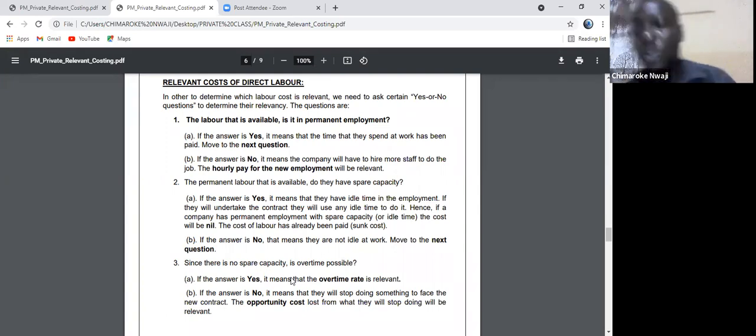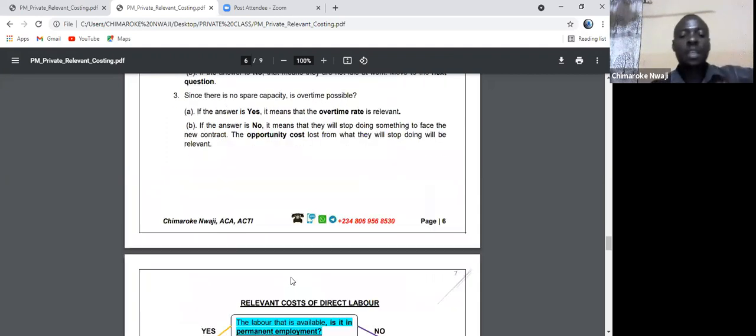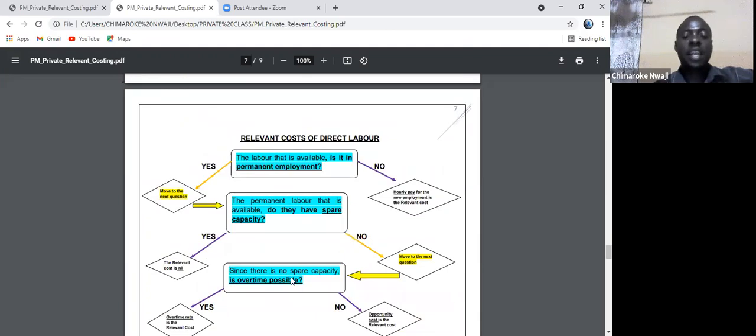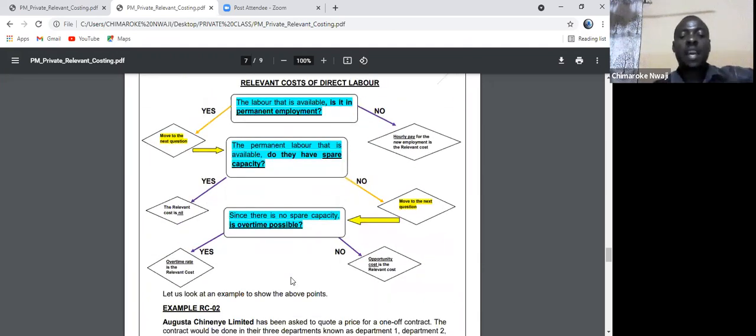Opportunity cost will be incurred. That opportunity cost is relevant. Let's now see the nice diagram here. This is the diagram for the relevant cost of direct labor. So it's just the same way like relevant cost of material, just that the questions are different and the type of relevant costs are different.